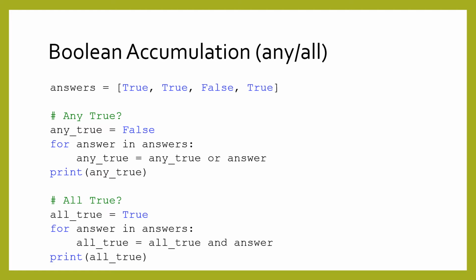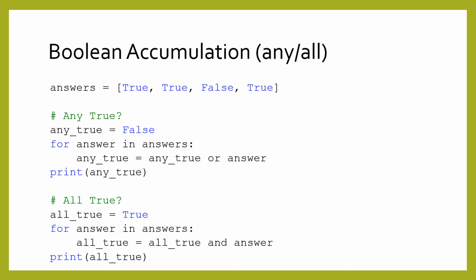The Boolean accumulation patterns come in 2 versions, the any and the all. With any, we start with an initial value of false. Then we check if either the current element is true or if the accumulation variable is true. If at any point we encounter a true value in the list, then the accumulation variable becomes true and will evaluate to true in every subsequent check.